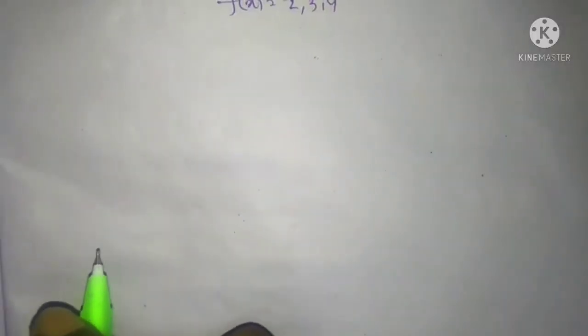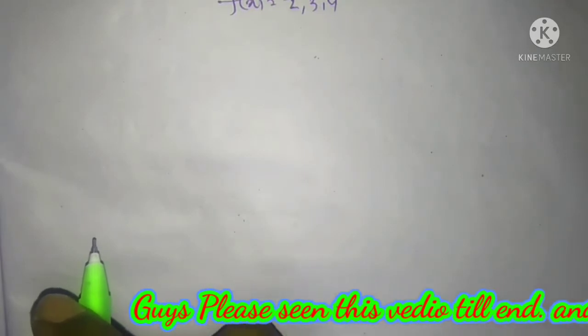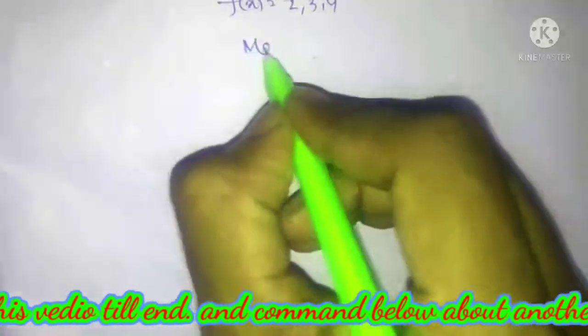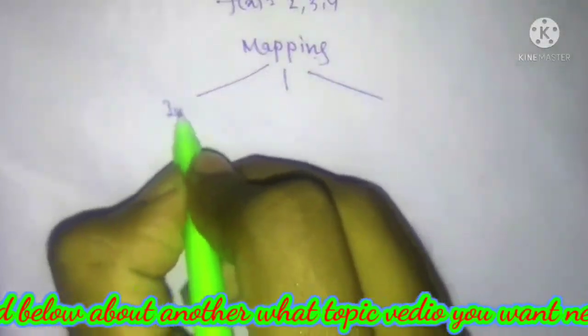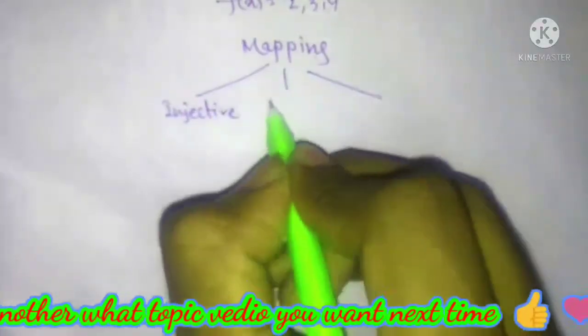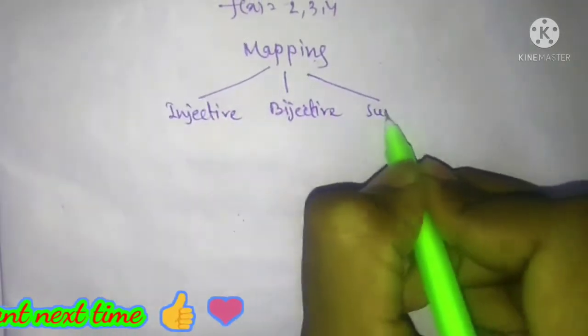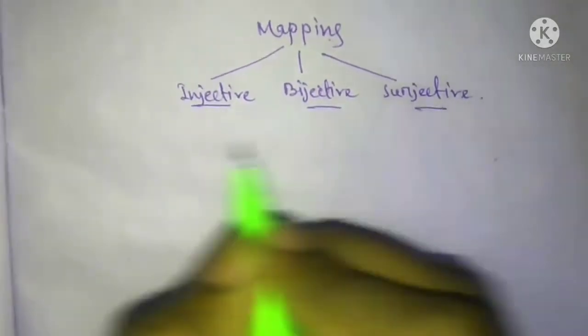So today our topic of discussion is what types of mappings are there in sets. We have mapping types: injective, bijective, surjective.